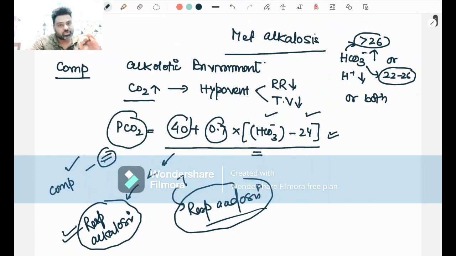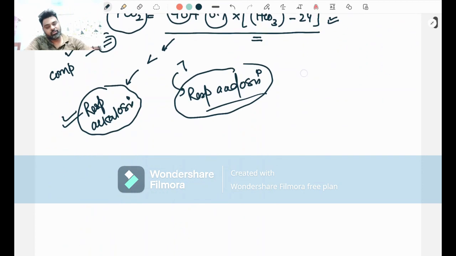Now, if I ask you a simple question, which of the following four, metabolic acidosis, metabolic alkalosis, respiratory acidosis, respiratory alkalosis, has a very poor compensation? So the answer will be metabolic alkalosis. Metabolic alkalosis has a very poor compensation. Why? We will understand this.